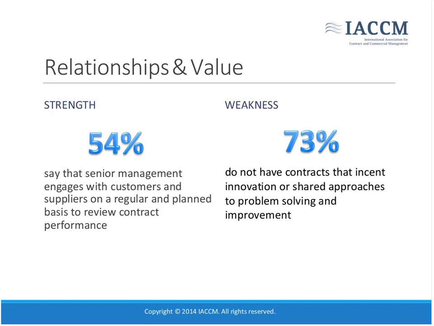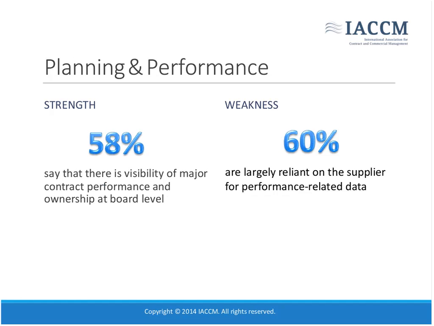Let's go on and look at another aspect. We're going to look at planning and performance. So there, 58% say that they have visibility of major contract performance and ownership at board level, but 60% tell us that they're still largely reliant on the supplier for performance-related data. So again, what is the information that is being fed to the board? Is it actually a balanced perspective? Is it a shared and mutual perspective? Or do we spend a lot of our time wondering whether the data we're getting is accurate?